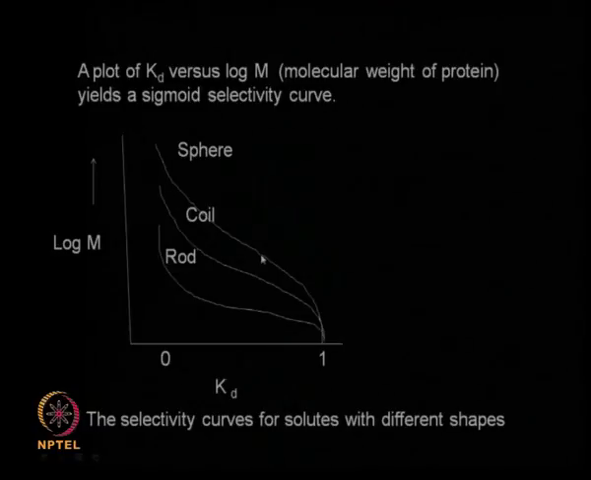Generally if the proteins are spherical in shape, you are going to have a linear range in which you can operate, where the logarithm of molecular weight and Kd could be linearly varying in this range. And if it is a spherical coil and then a rod, the relationship or the type of graph changes quite dramatically.